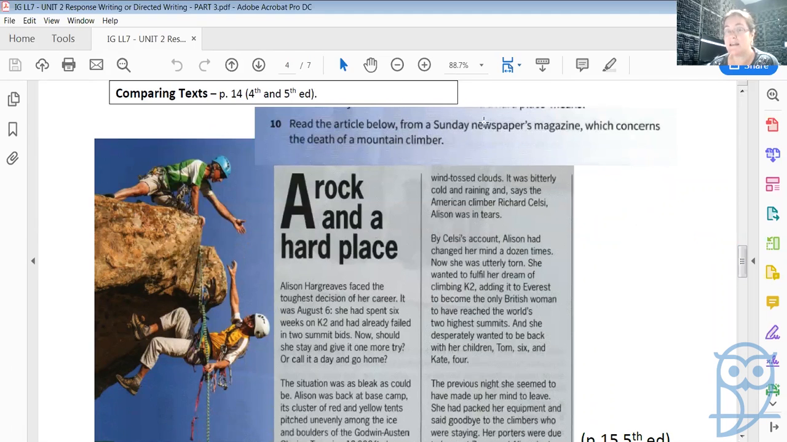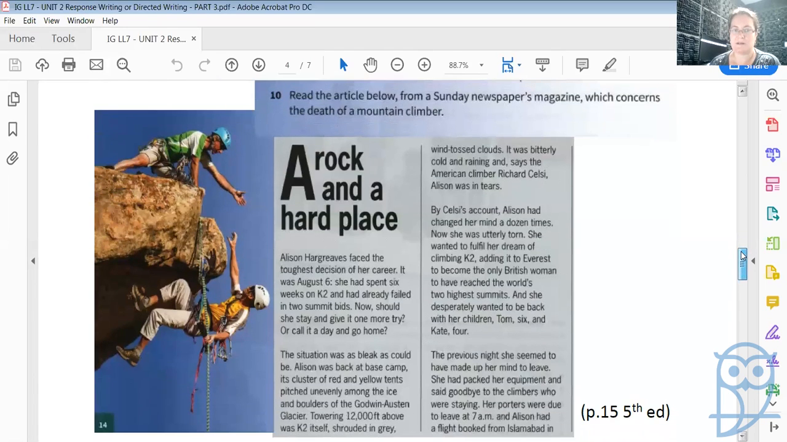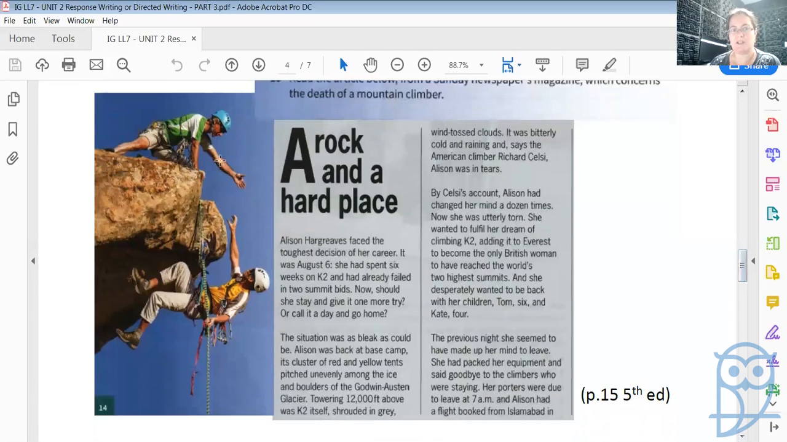Okay, so we're looking at a Sunday newspaper's magazine, because sometimes newspapers will come with their own magazine that they publish. And usually if it's a Sunday newspaper magazine, it's things of interest, articles of common interest, okay? So this is about the death of a mountain climber, quite a serious topic. And here we have the image of the kind of mountain climbing these people would be doing. And with a heading, which is always in bold and stands out from the rest of the text.